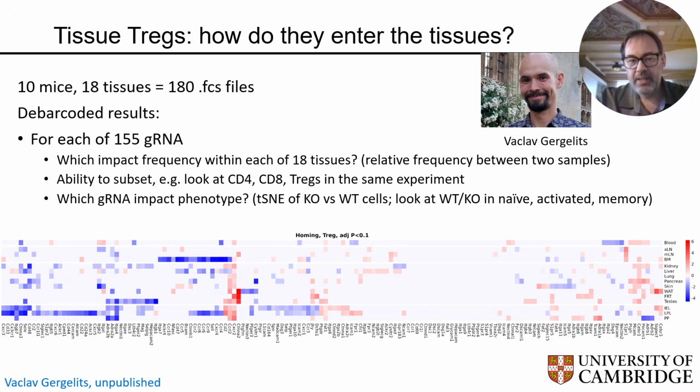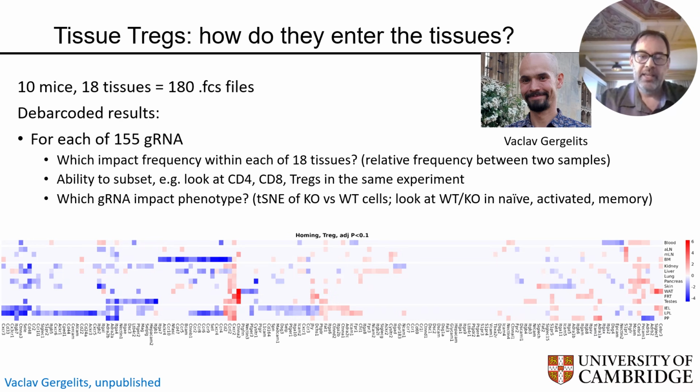So we've got 10 mice, 18 tissues, so it's a big experiment of 180 flow cytometry files, but this experiment includes data from all 150 potential migration genes, all the integrins, all the chemokine receptors and so forth, and we're covering 18 different tissues. And so for each of these 150 genes, we've got the phenotype of the knockout cells, and we've got information on whether or not those knockout cells are able to get into each of multiple different tissues.